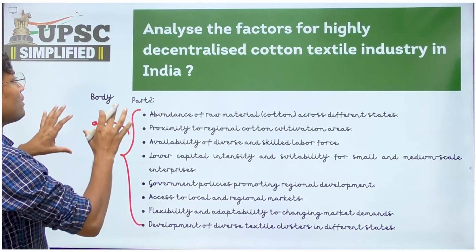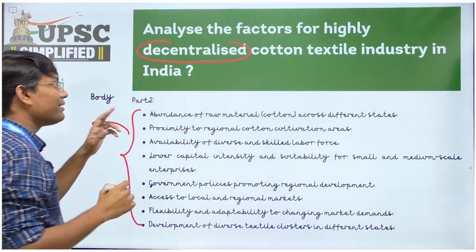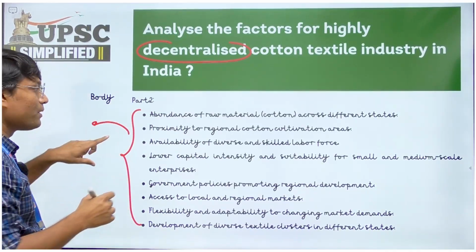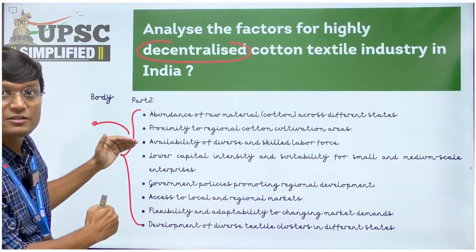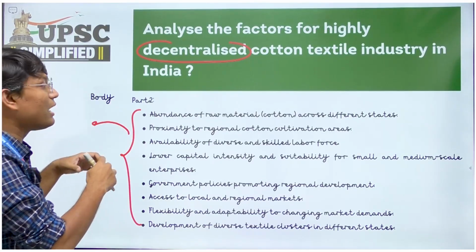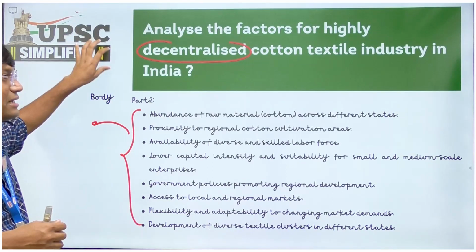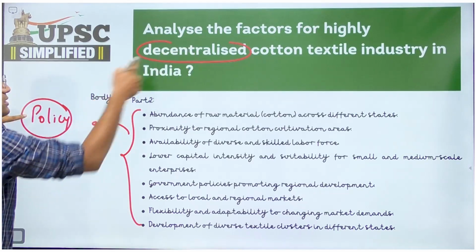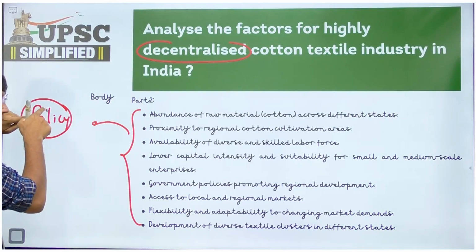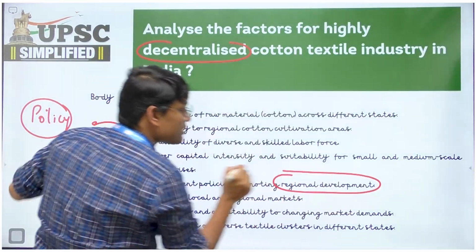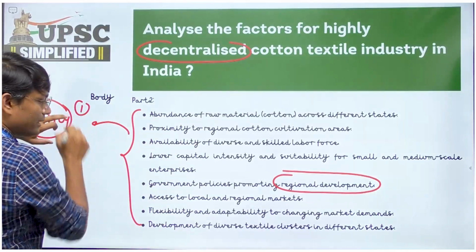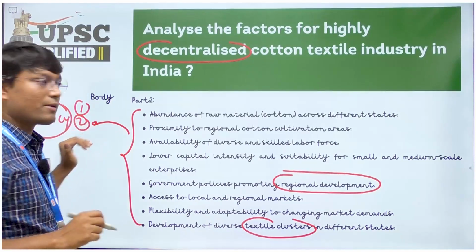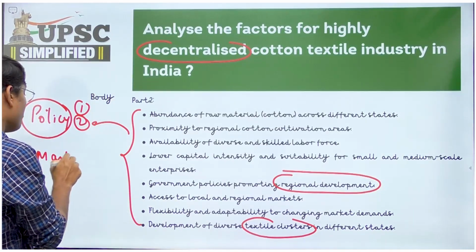Now see, when I am saying there is decentralization and there are some factors which are decentralizing the cotton textile industry in India, I can make subgroups of these factors. Let us say there is government policy responsible for decentralization, and in government policy I can talk about the government's approach of regional development. That can be my one point here, and then I can talk about government creating textile clusters.